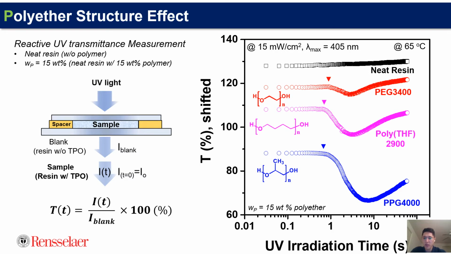The induction time, marked as a triangle, is similar for all three polyethers, but the UV transmittance curves of those three are very different. So PEG has only a small change, but PPG is showing a big change. The optical turbidity due to phase separation increased in the order of PEG, polyTHF, and PPG.